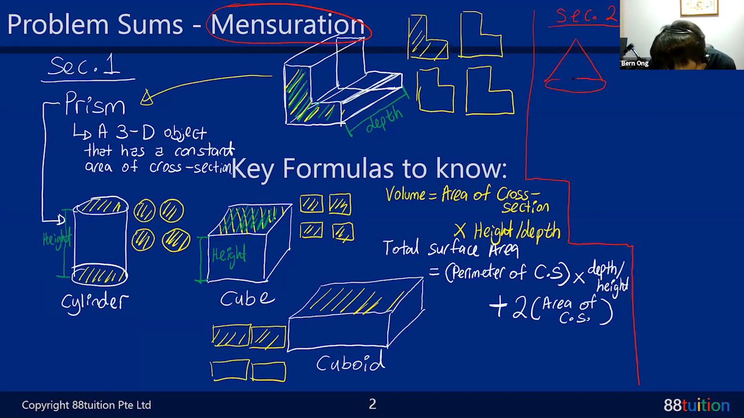Question for Sec 1 and Sec 2. Is the cone a prism? No, a cone is not a prism. How come? Because the cone, if you keep slicing like that, the top will be like that, then you get bigger, then you get bigger. Can you see? The size of the circle will be different. So it's not consistent. But for the cylinder, if you keep slicing like that, you keep getting the circle. So if you keep getting the same area, that's called a prism. But the cone is not a prism. Remember that.